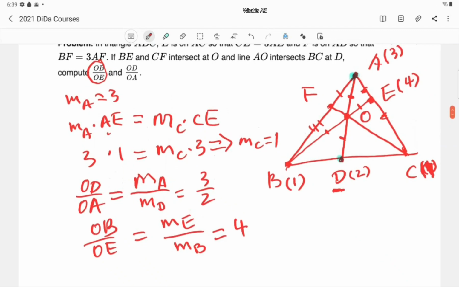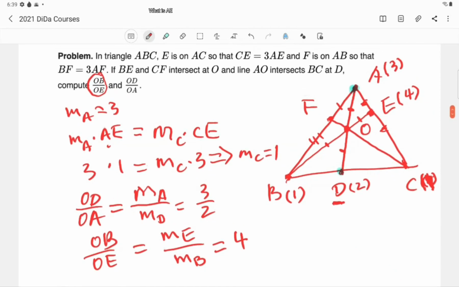So this is straightforward enough. Basically, it's very mechanical, and it's robust. You don't need to sweat to make parallel lines. I mean, this can be figured out with parallel lines or even areas, but with mass point geometry, there's no need.